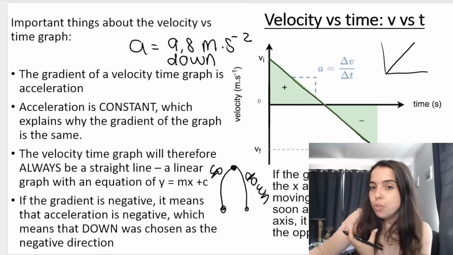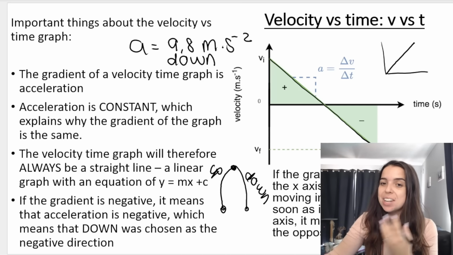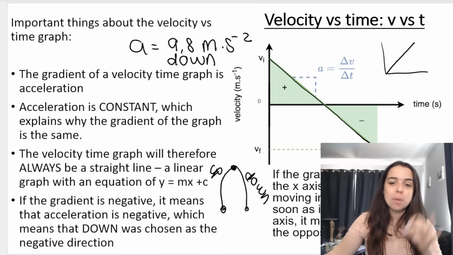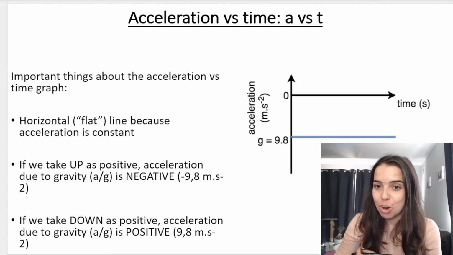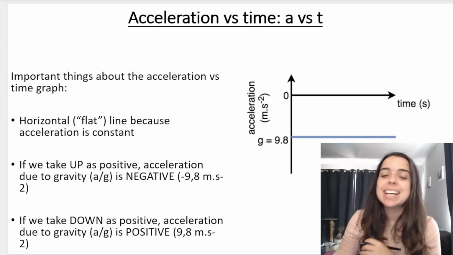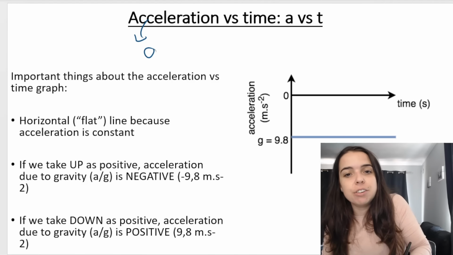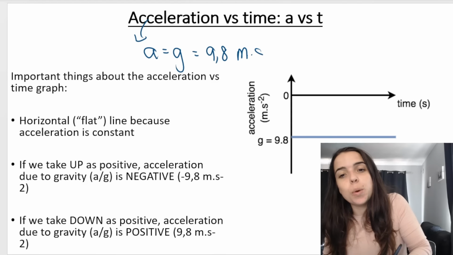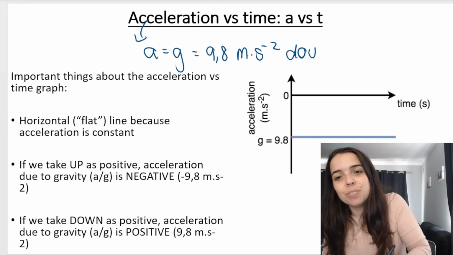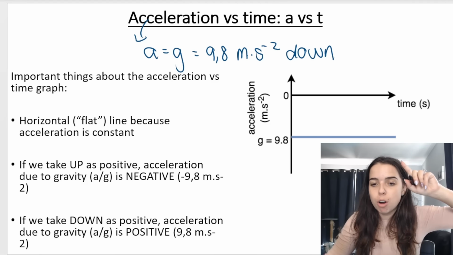This is just an overview to help you understand the differences between the 3 graphs. Now, my last graph is the easiest graph of them all, and it is called the acceleration versus time graph. As we mentioned, acceleration in vertical projectile motion is acceleration due to gravity, which is 9.8 meters per second squared downwards. So it's a constant value.